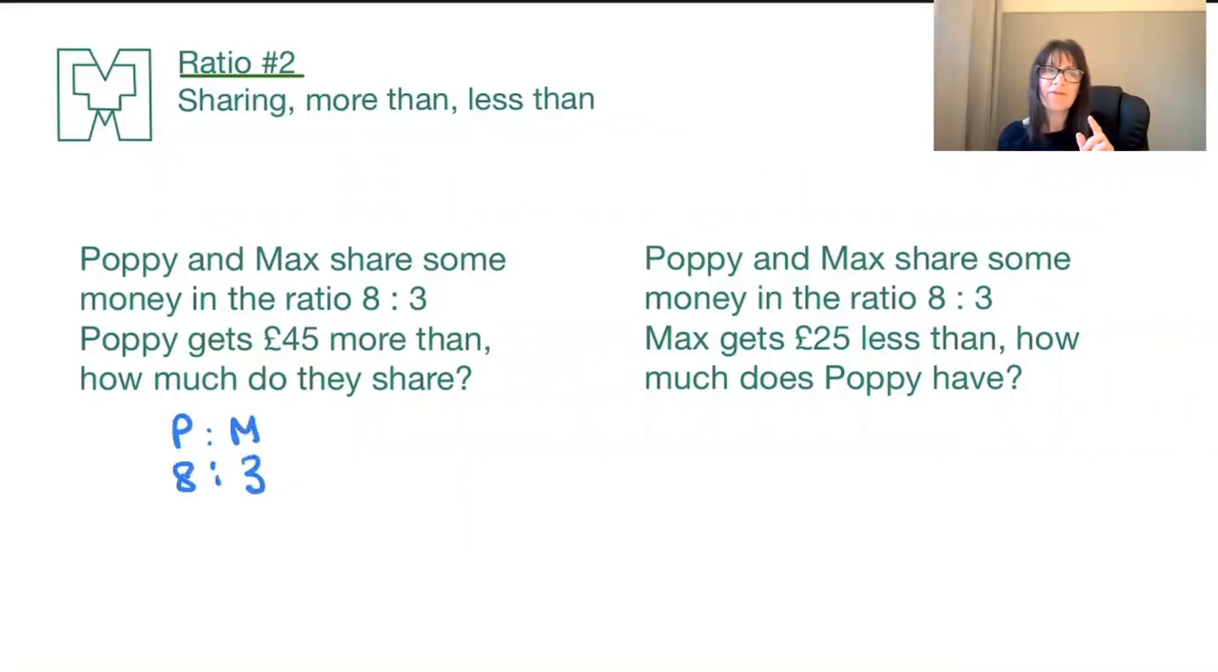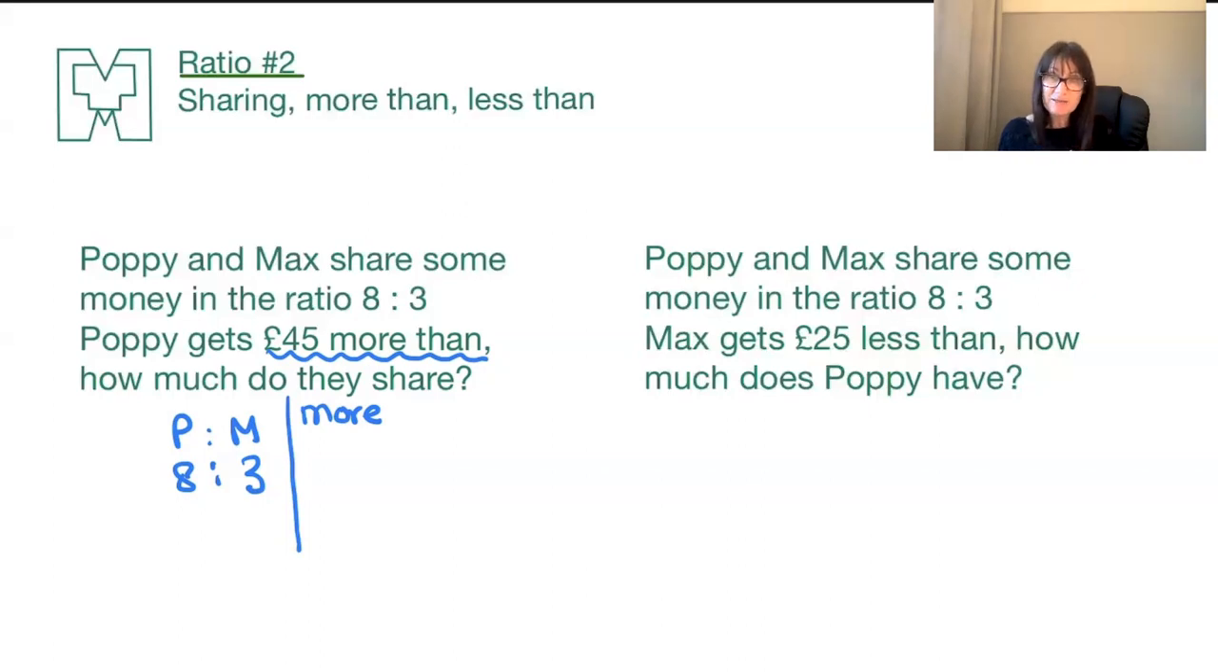Poppy gets £45 more than. Now, this is absolutely key. If it had said Poppy gets 45, then I would be putting 45 in Poppy's column. But I'm not putting 45 here because that isn't what she actually gets. She gets £45 more than Max. So what we're going to be doing here is creating a more than column. So instead of it being total here, it's going to be more, or you can write the whole thing more than. The process at this point is exactly the same.